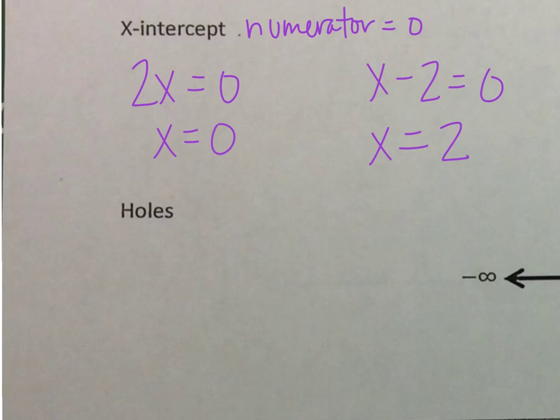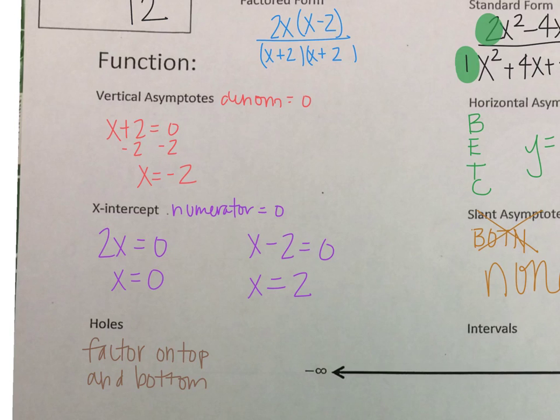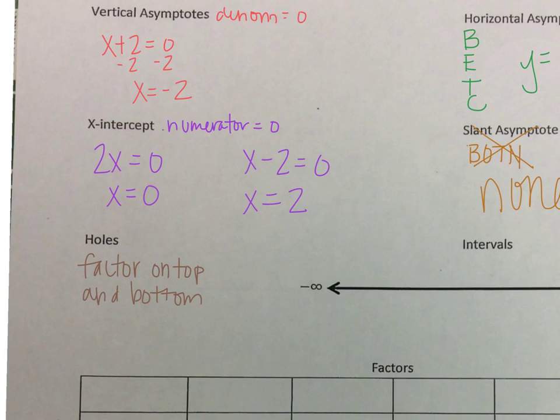The last thing I check for is holes, and holes occur whenever there is a factor in common, if there's a factor in both the top and the bottom that's the same. I did not have any factors that were the same on both the top and the bottom, because on top, my factors were 2x and x minus 2, and on bottom it was x plus 2, and those are not the same. So that means I have no holes in my graph.